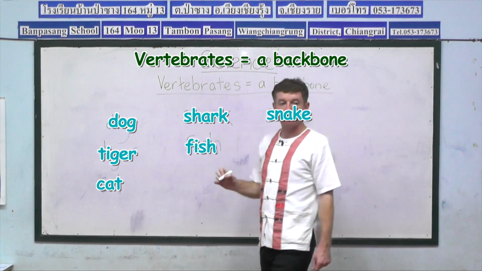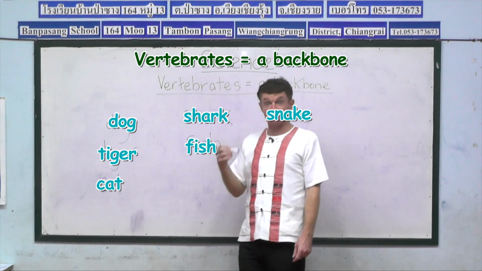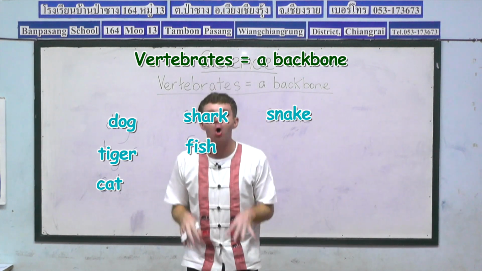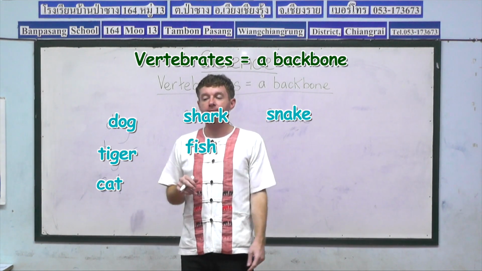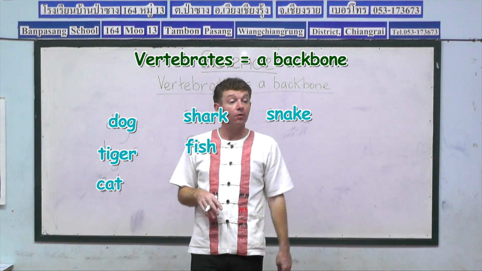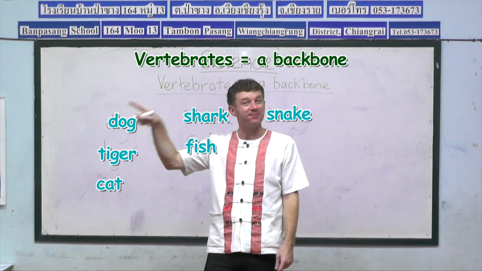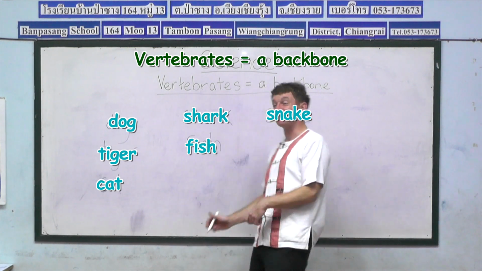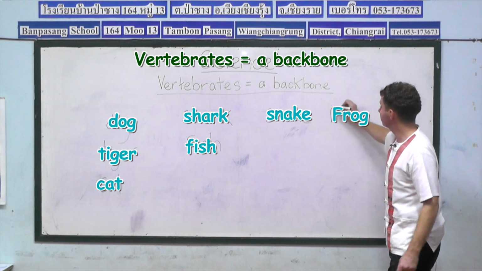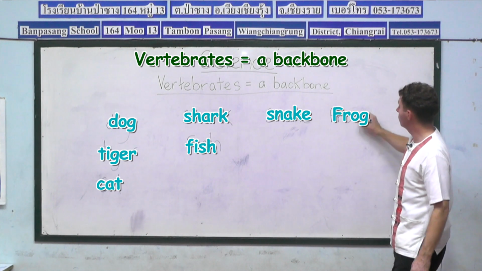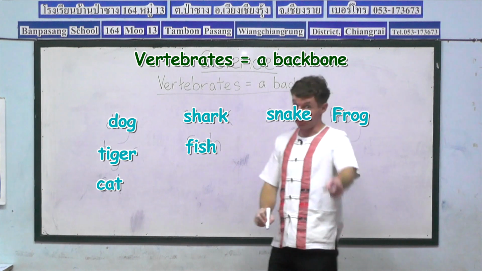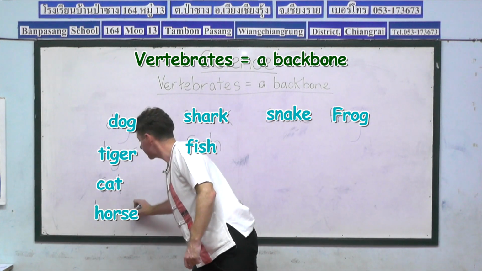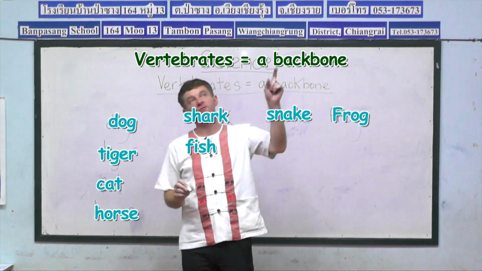S-N-A-K-E. People, excellent, yes, people, us, we are examples of mammals too. But how about the animals that can hop in and out of the water? Kangaroo or frog. Kangaroo can hop, but not in and out of water. The ones that go in and out of water, frog. F-R-O-G. Okay, horse, yes, we can put horse here. H-O-R-S-E.